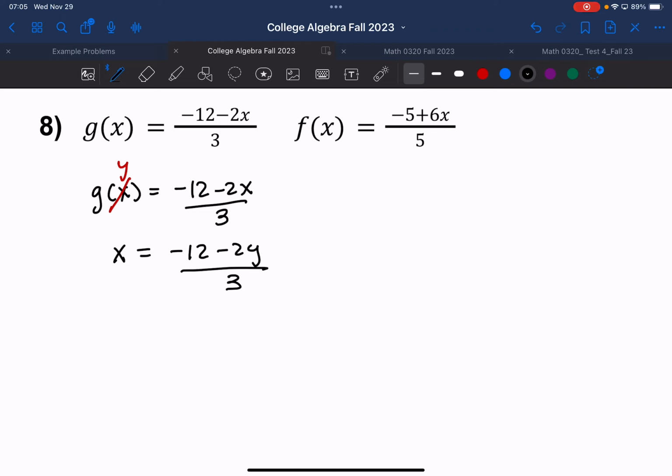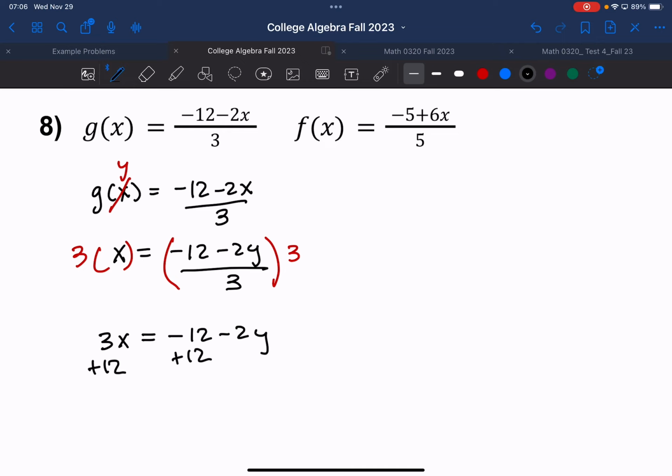So remember, from here, we're trying to get y by itself to see if that f of x function is going to be an inverse for g of x. So what would we do first to get y by itself? Multiply both sides by 3, and that's going to cancel that 3 in the denominator. Okay, so I have 3x is equal to negative 12 minus 2y. Okay, what's my next step? Add the 12.